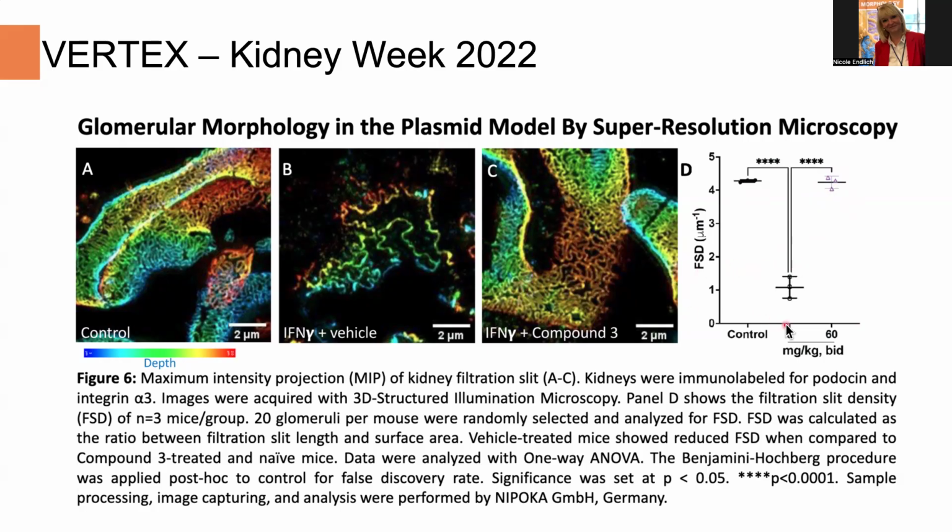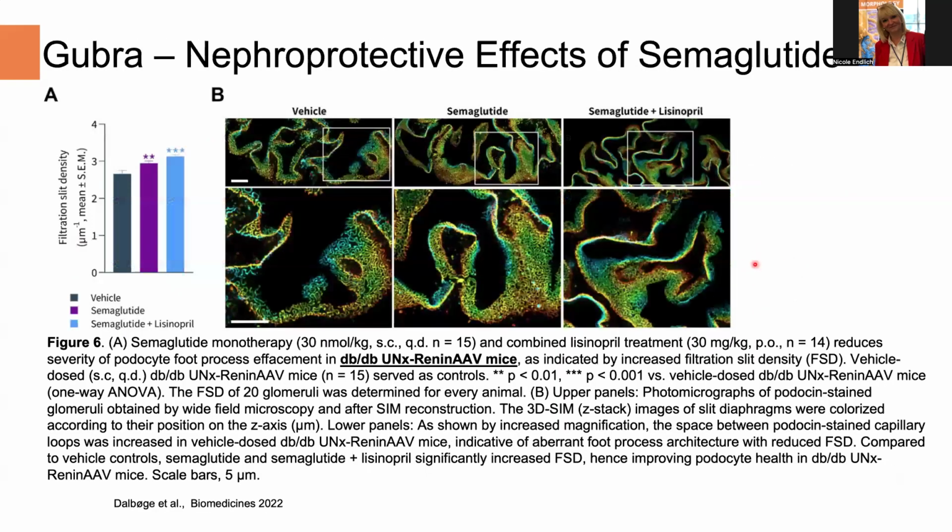3 in this example. We have also had the luck to work together with Gupra on the nephroprotective effect of semaglutide, and you see it again here under different treatment conditions, semaglutide or semaglutide and lisinopril in an animal model of UNX renin, AAV mice. You see the quantification and the significant increase of the FSD, meaning the benefit for the podocyte morphology by the treatment.